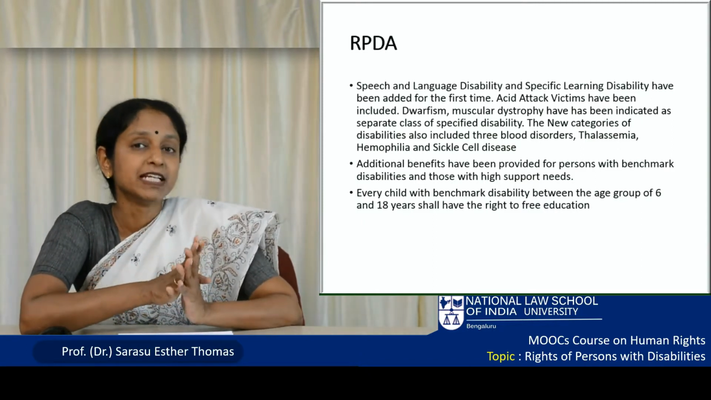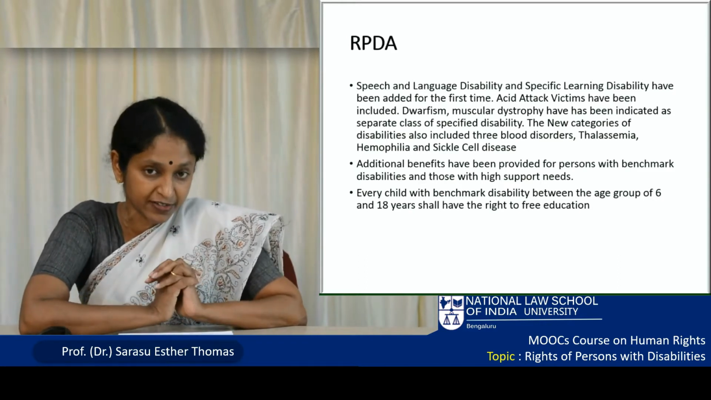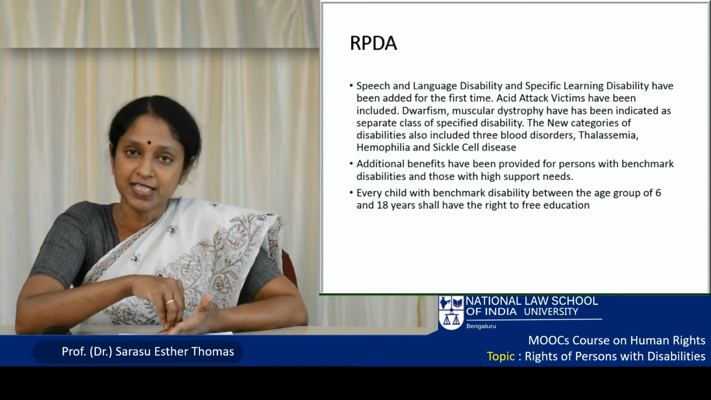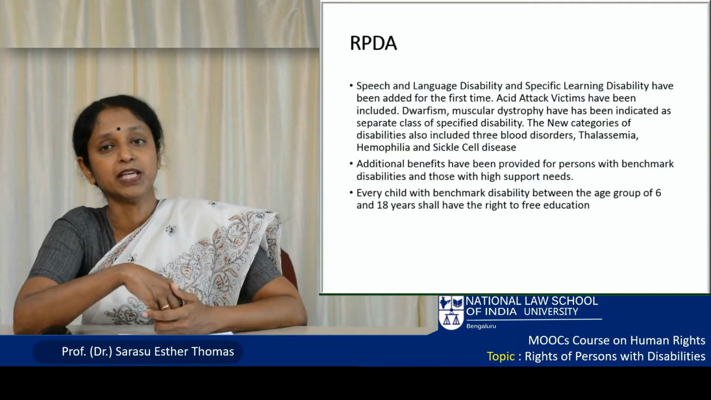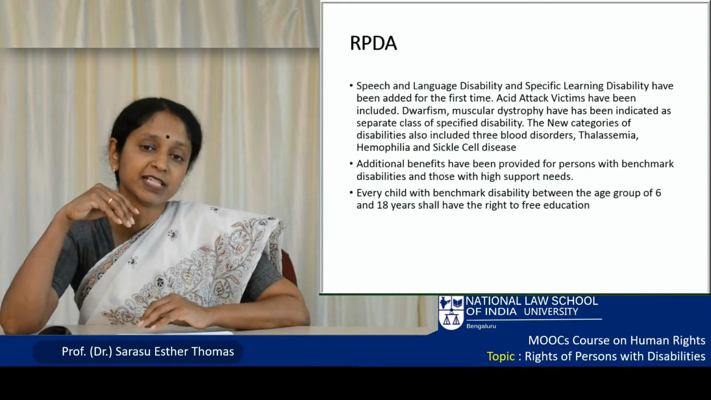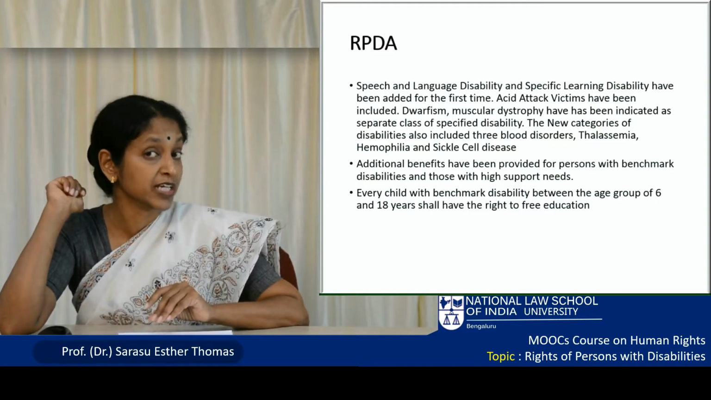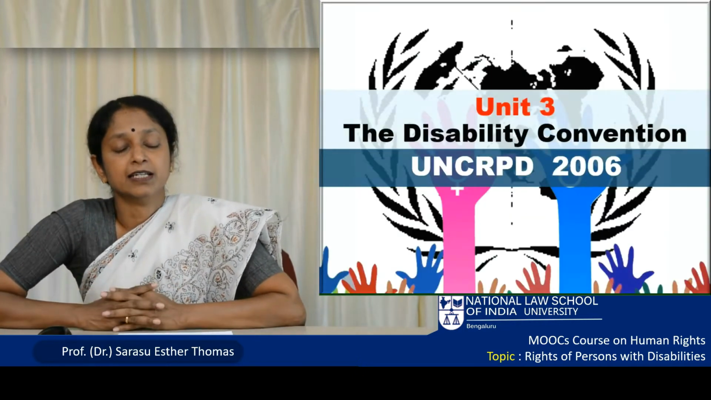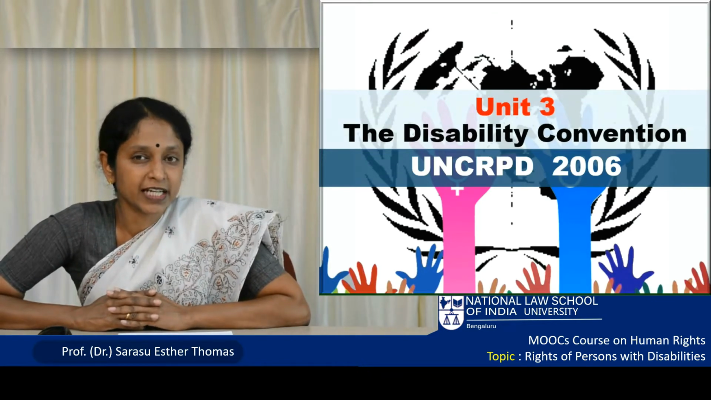So, for persons with benchmark disabilities and those who have high support needs, there are some additional benefits given. And there are also benefits given with regard to children with disabilities. While children generally have the right to primary education from the age of 6 to 14, the age in cases of children with disabilities has been extended to 18 years, and they have the right to free education until the age of 18. So now let's look at this unit, which deals with the Disability Convention in detail.